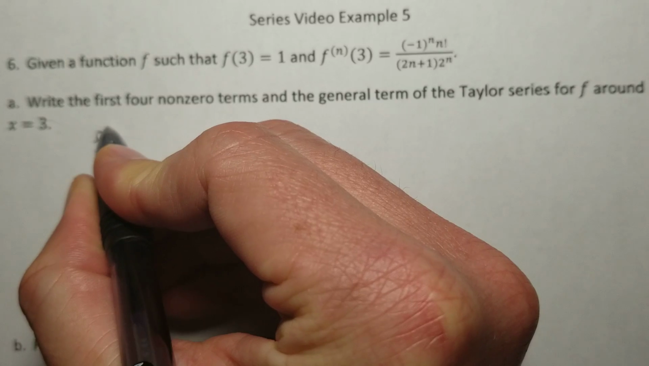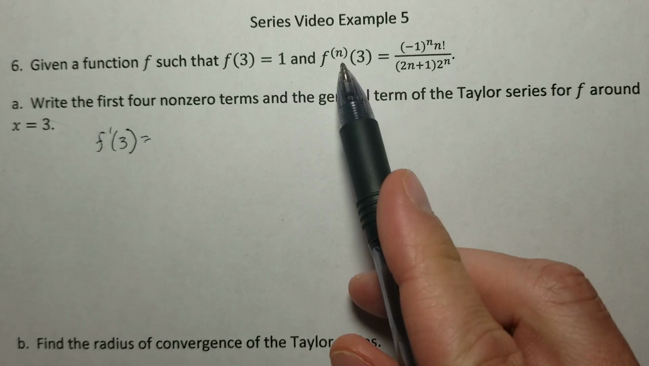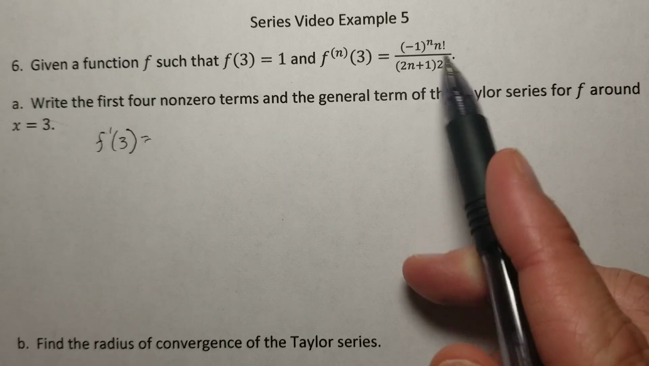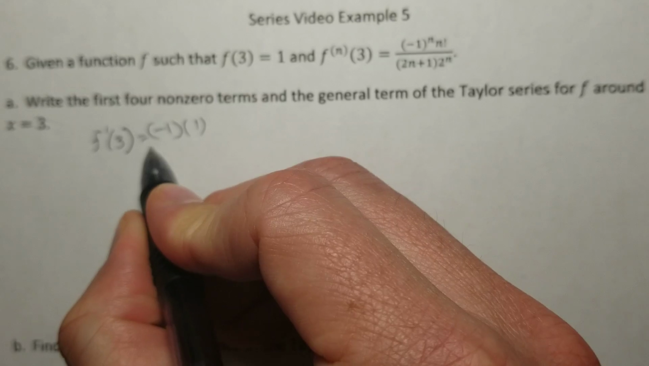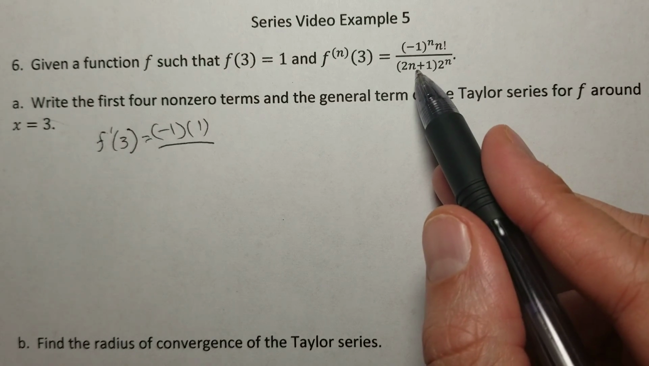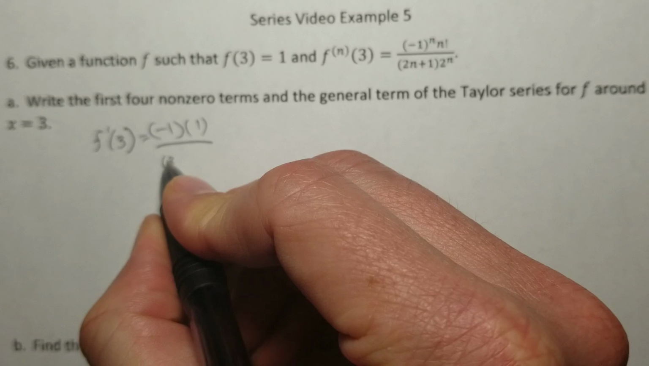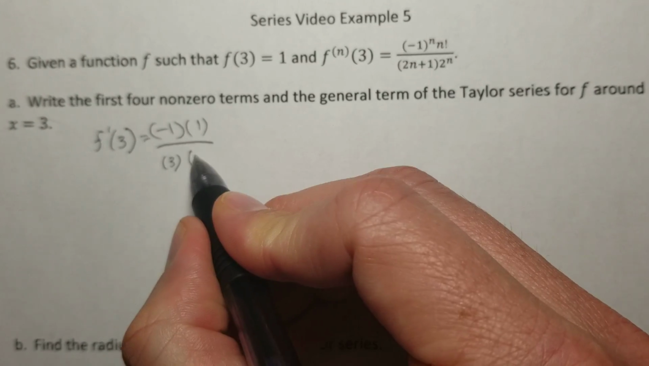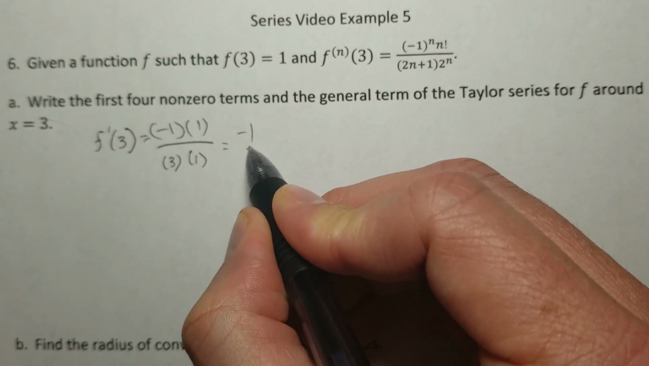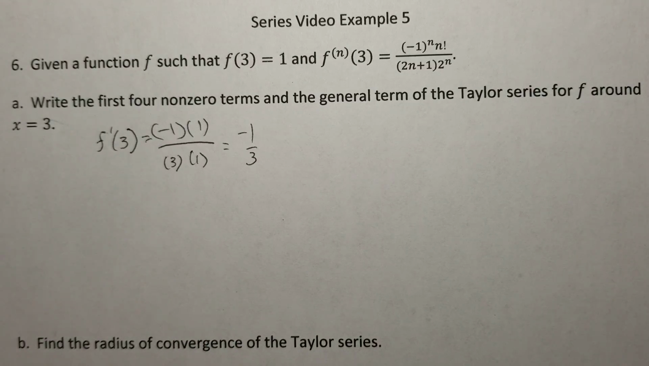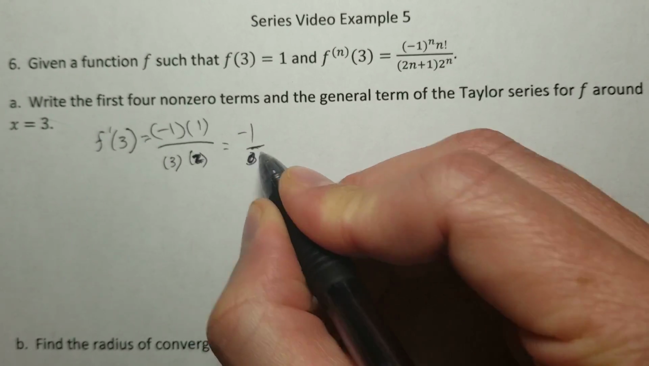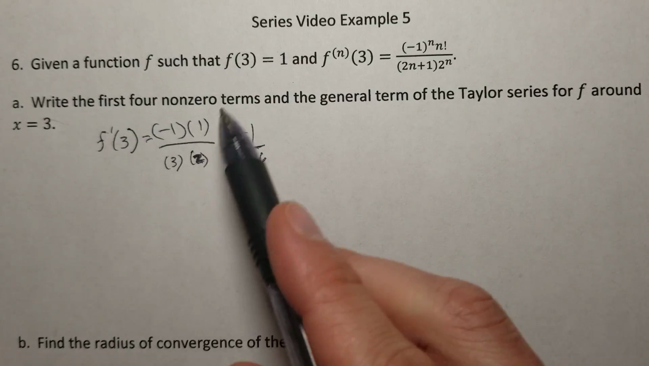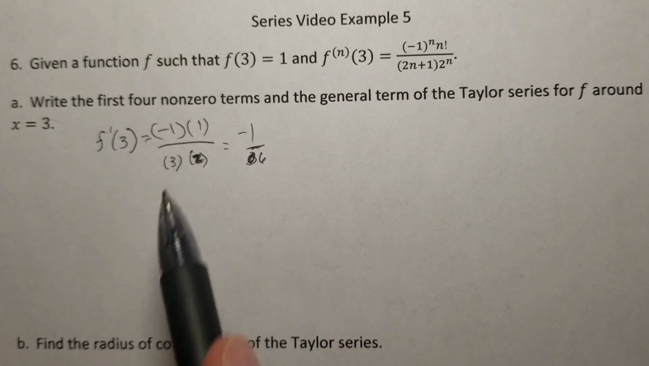So I'm going to do f prime of 3 first, which is plugging 1 in for n. Negative 1 to the first power is negative 1 times 1 factorial is just 1, all over 2 times 1 plus 1 is 3, times 2 to the first power. So that would be negative 1/3? Oh no, 2 to the first is 2, excuse me, so this would be negative 1/6. All right, so f of 3 is my first non-zero term. f prime of 3 is my second.